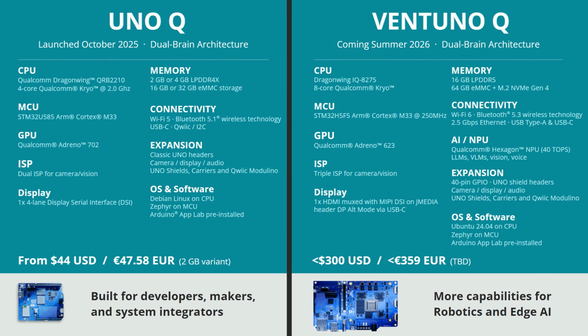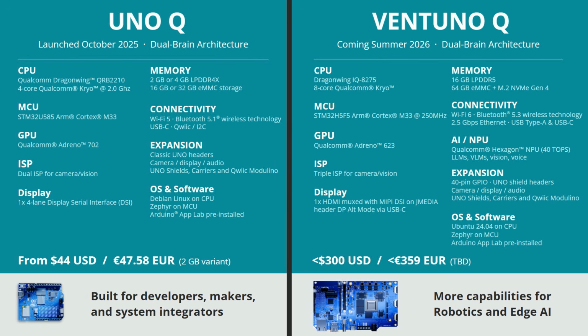On the MCU side, it's got an STM32U585 for the Uno Q, running at, I believe, roughly 160 megahertz. But that gets upgraded to the H5F5 running at 250 megahertz. It's slightly more than a 50% jump in performance on your real-time control. That's running the Zephyr OS for the RTOS. The GPU goes from a Qualcomm Adreno 702 to the Adreno 623. Now, don't be confused by the 7 to the 6 series. The 623 is actually a much more capable GPU.